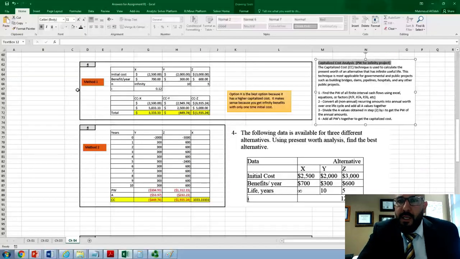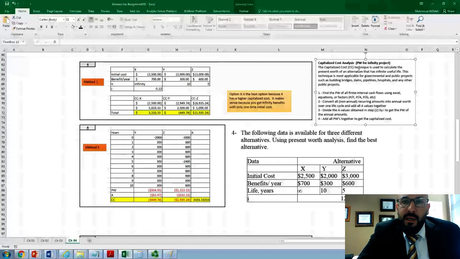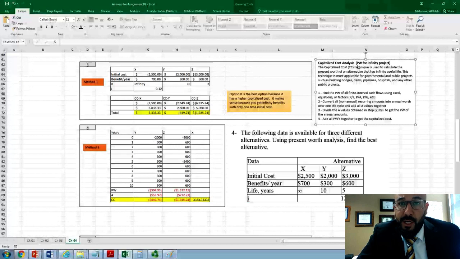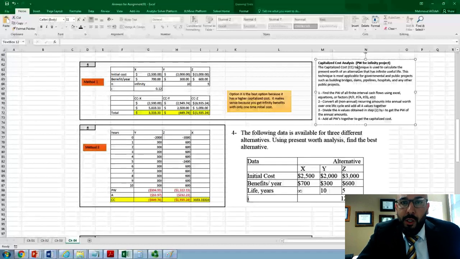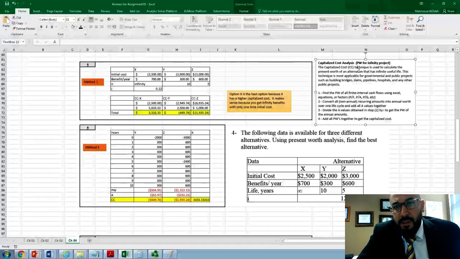Hi, capitalized cost. It's one of the concepts that we use in economics and cost analysis to calculate the present worth for infinite projects. So when we have an infinite project that has an infinite useful life, we call it capitalized cost instead of present worth. So what is the capitalized cost?